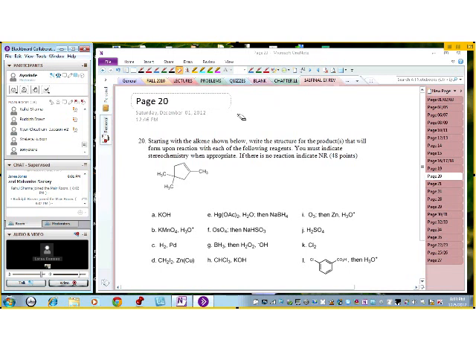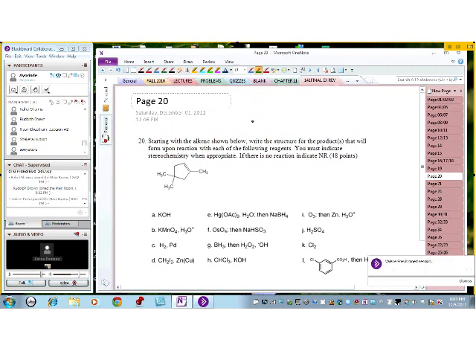Starting with the alkene shown below, write the structure for the products that will form upon reactions with each of the following reagents. You must indicate stereochemistry when appropriate. If there is no reaction, indicate NR. Okay, very good, and thank you.